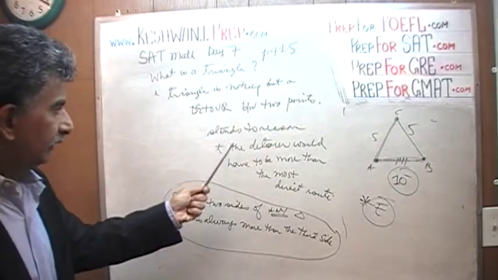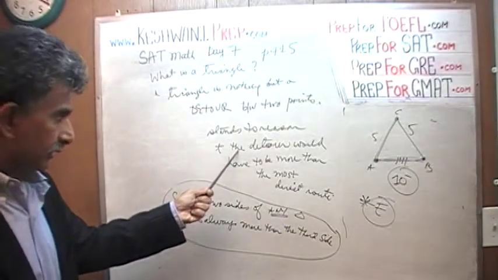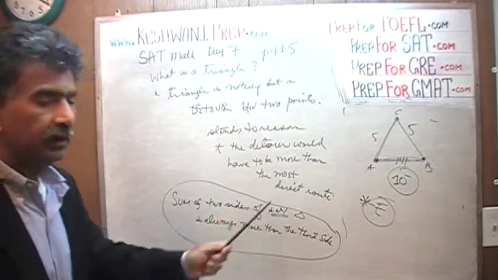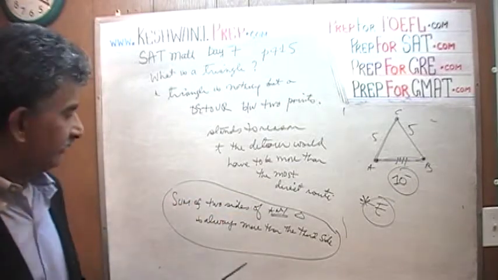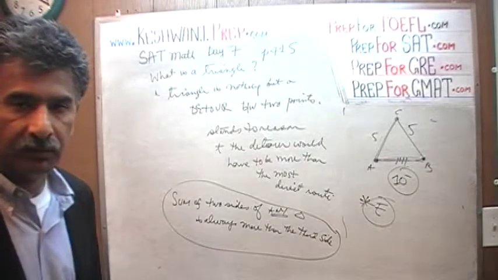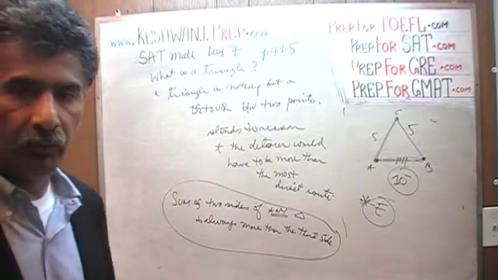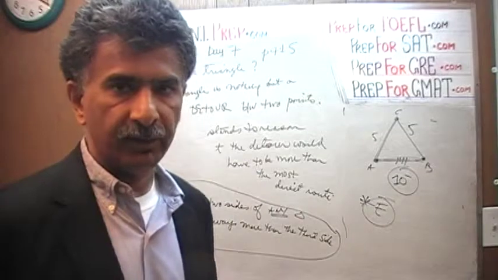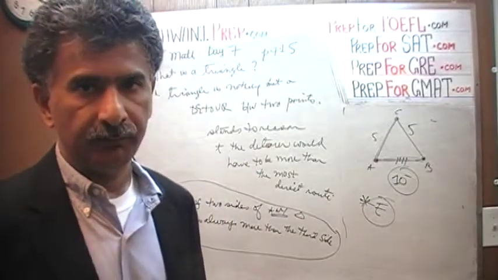Therefore, it stands to reason that any kind of detour would have to be more than the most direct route, which is the same thing as saying the sum of the two sides of a triangle will always be more than the third side, regardless of what kind of triangle it is. Do you understand?